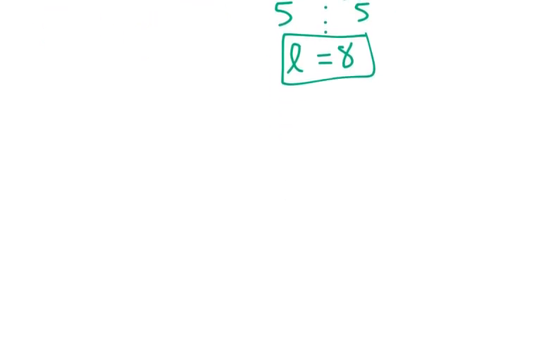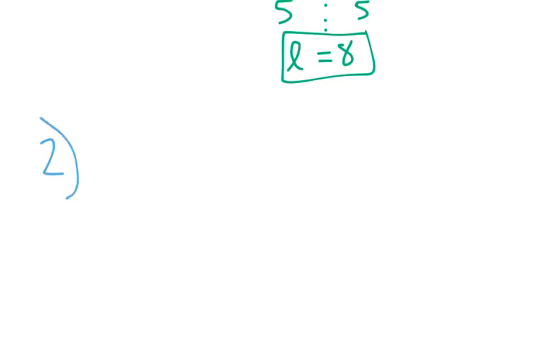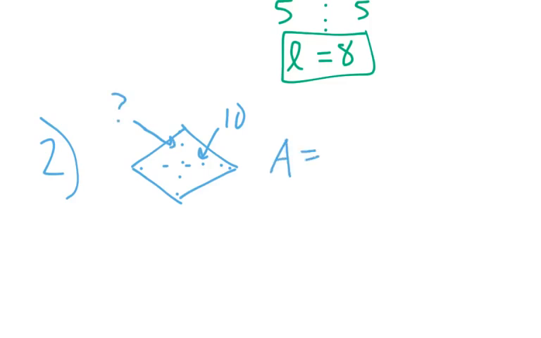Now, where it gets a little bit harder is if we're doing something with a rhombus. So let's say that we have a rhombus, and they say that this is 10. This one is unknown, and we're told that the area is equal to 30. Well, we need to figure out how this all works. This one is a little more complicated, because the area is equal to 1/2 d1 times d2.